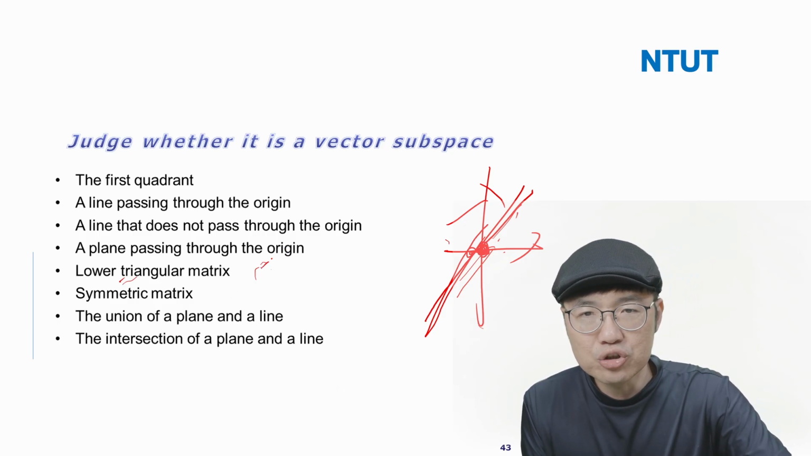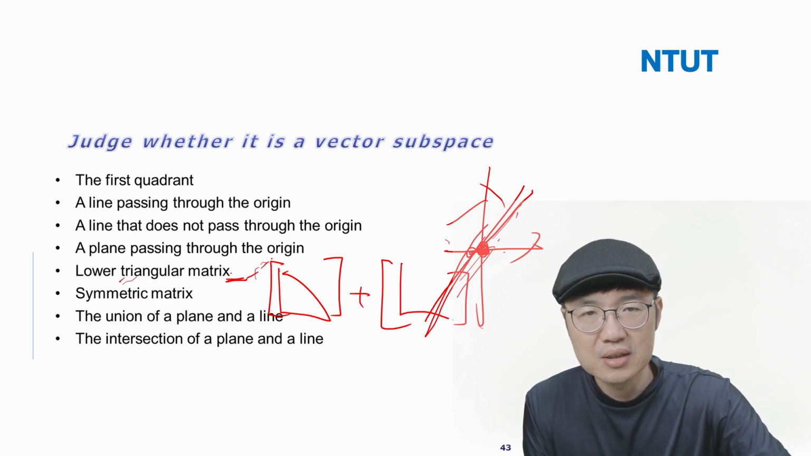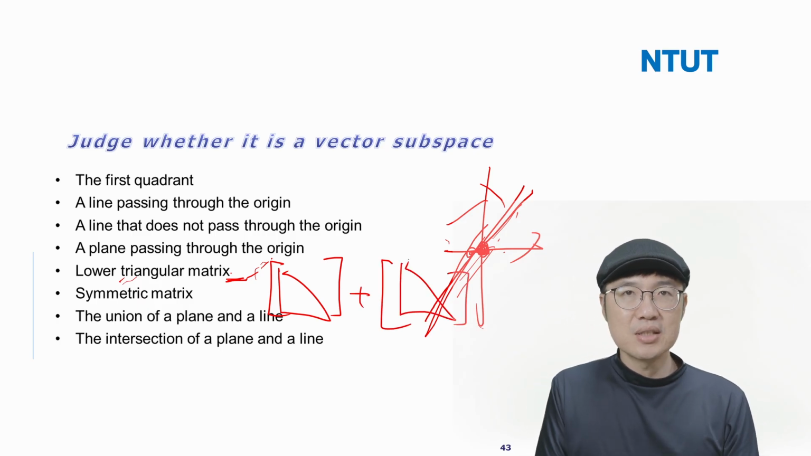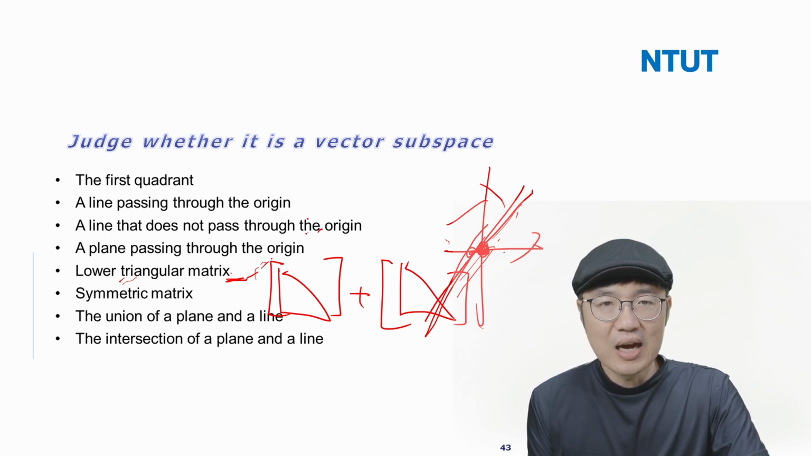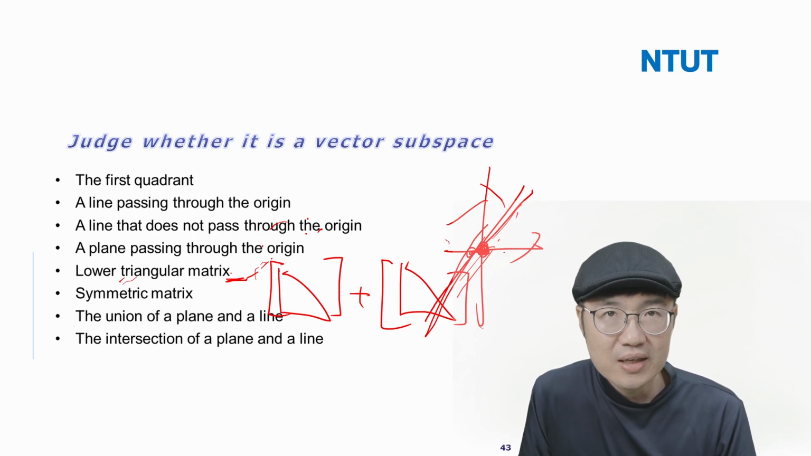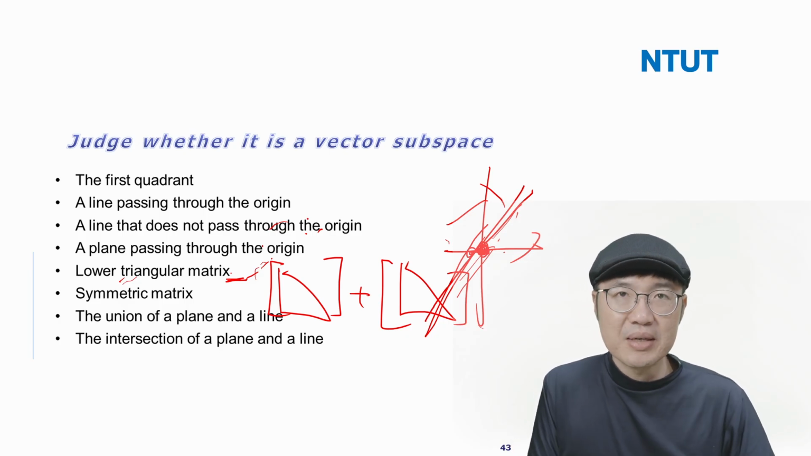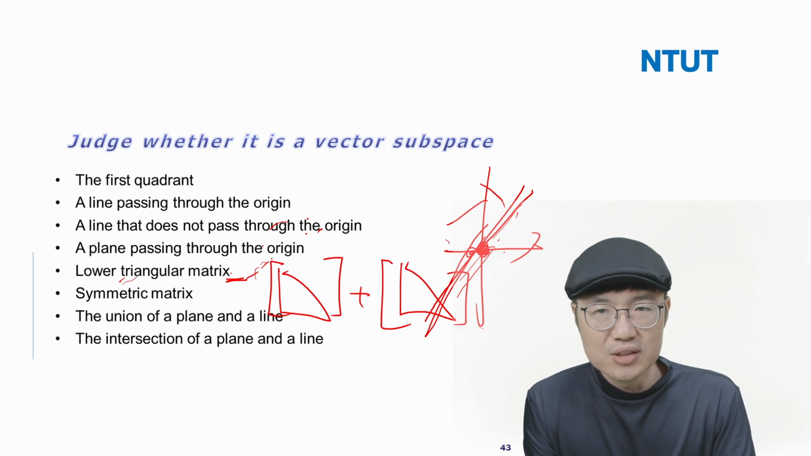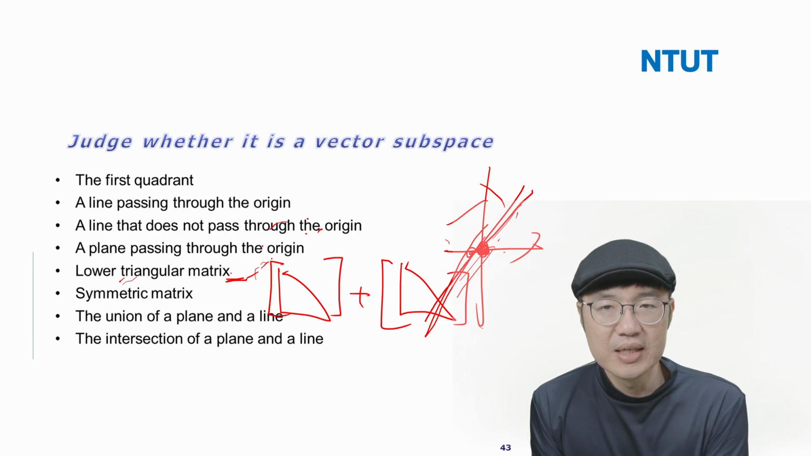Surprisingly, a lower triangular matrix is also a subspace, because once you add up two lower triangular matrices, can it be something else? Can it be an upper triangular matrix, or can it have non-zero terms on the upper right? Never, right? 0 add 0 is always 0. The linear combination of 0 is always 0. So a lower triangular matrix is also a subspace. A symmetric matrix will be a subspace too.